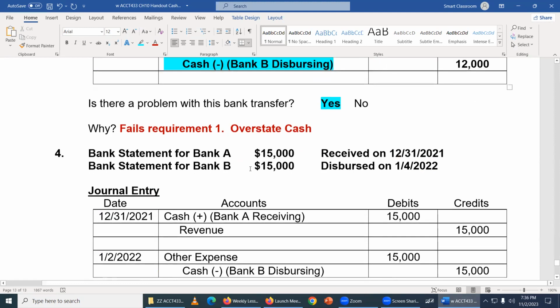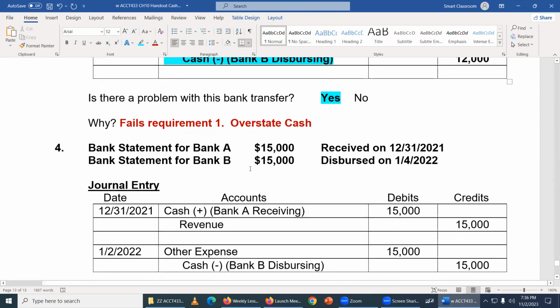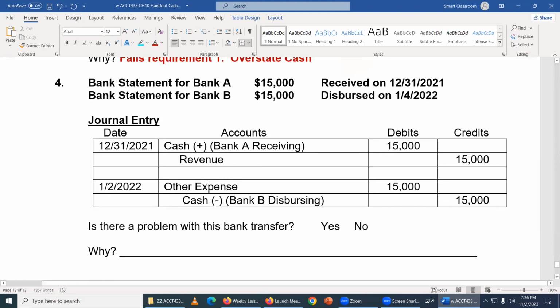The same day, yes. Okay, now number 4 is a full-blown cooking the books. That's what we like to see. Okay. So, receiving date is that.